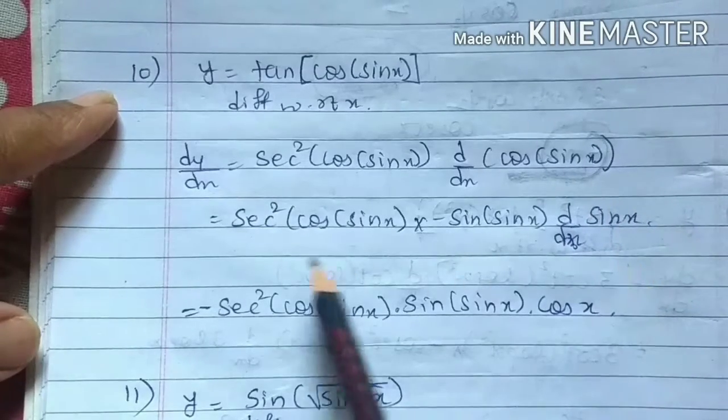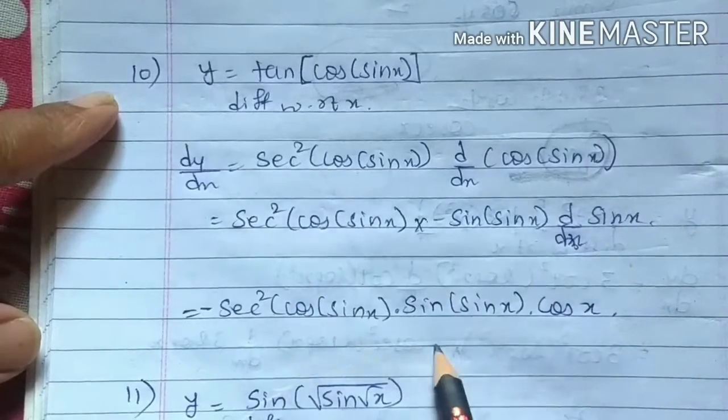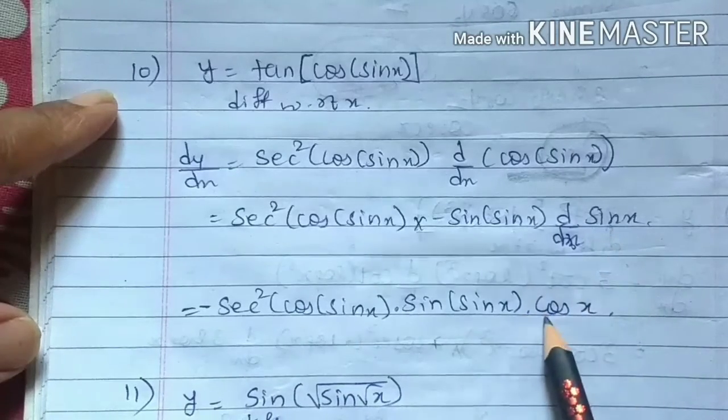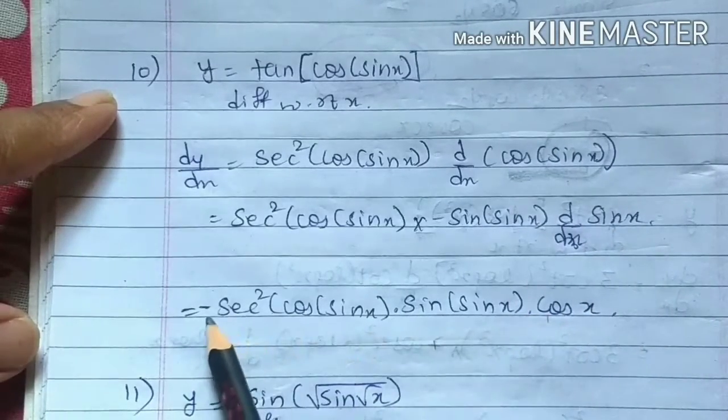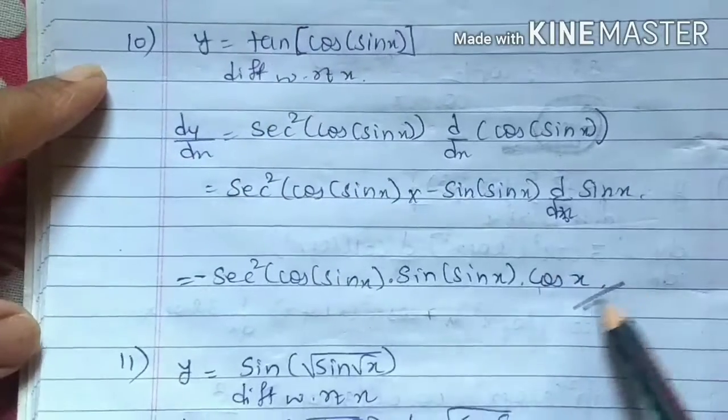Again derivative of sin x, क्योंकि angle is not x, angle is sin x. So sin x का derivative. तो in the next line ये दो term वैसे ही रहेंगे. What is the derivative of sin x? Minus cos x. तो minus sign मैंने बाहर दिया. So this is the last step.